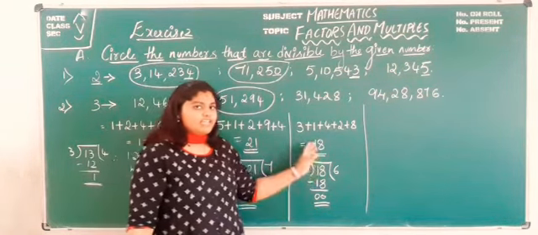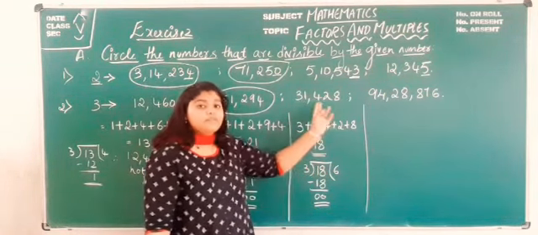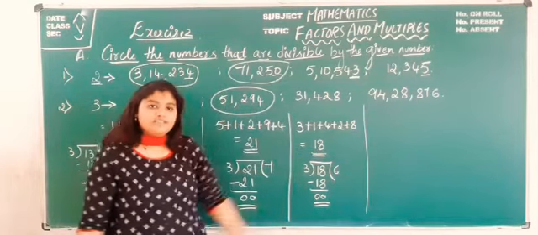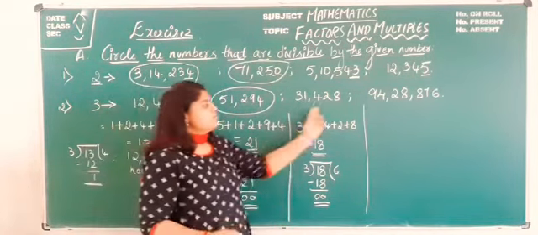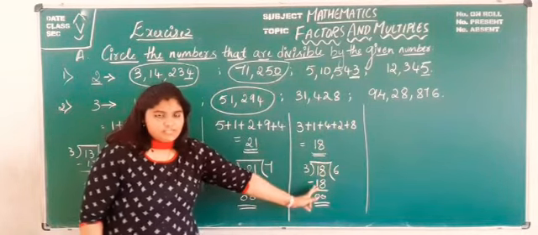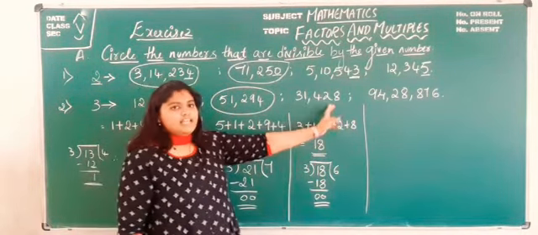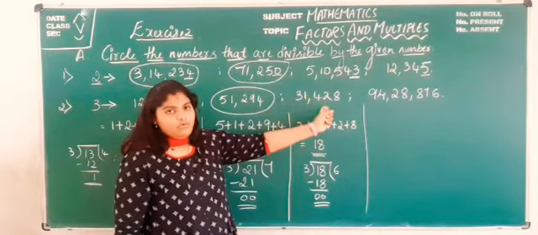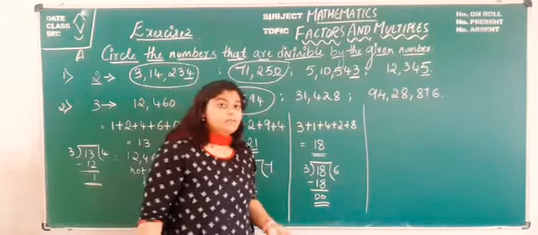So, therefore, we can say that this 31,428 is divisible by 3. Because the sum of all the digits in the given number was 18 and 18 is divisible by 3. Therefore, we can say that this 31,428 is divisible by 3.